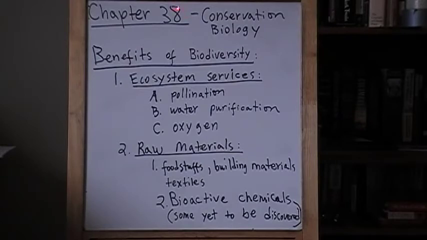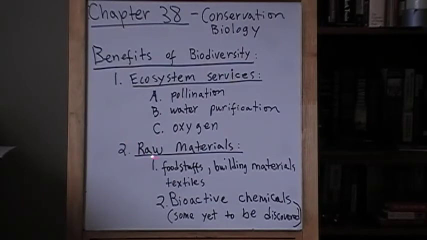And now in chapter 38, the last chapter, is on conservation biology. And it begins with the subject of biodiversity. So what are the benefits of biodiversity, or a great diversity of organisms? First, it's called ecosystem services. So these are things like pollination of crops, water purification by plants, and oxygen from plants. So these would be examples of ecosystem services.